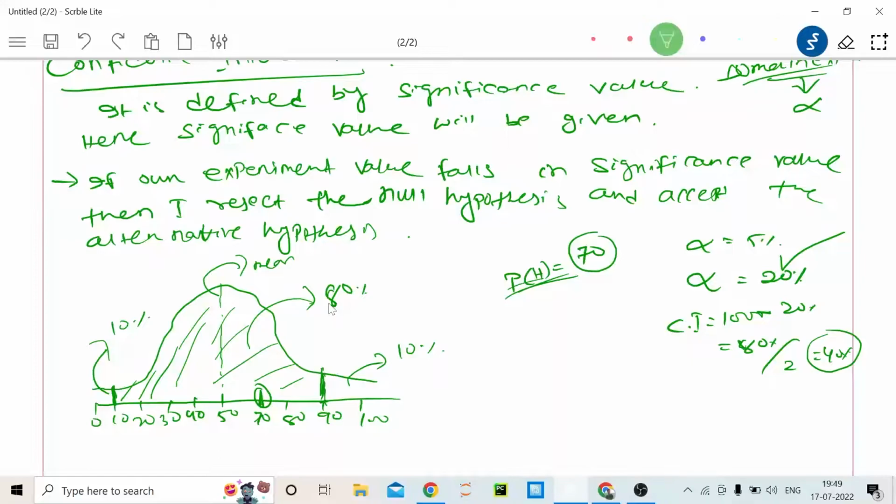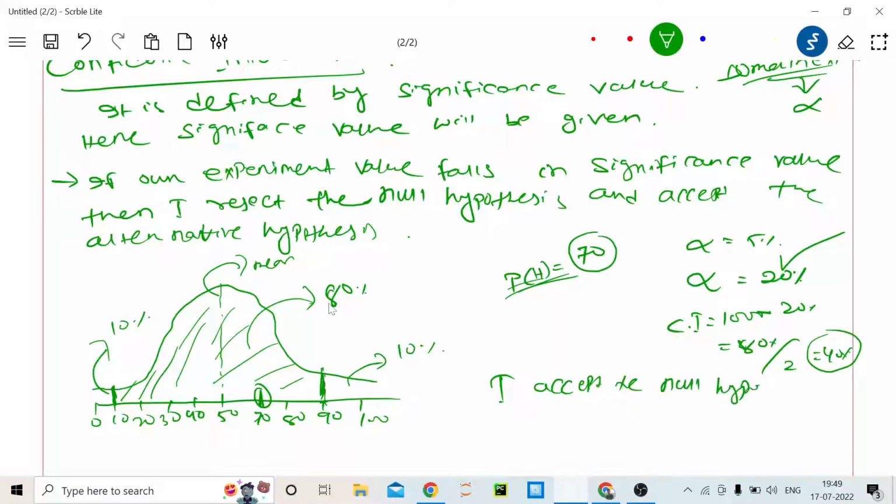If our experimental value falls in the significance region, then I reject the null hypothesis. In this case, our experimental value is falling inside the confidence interval. That means I accept the null hypothesis.